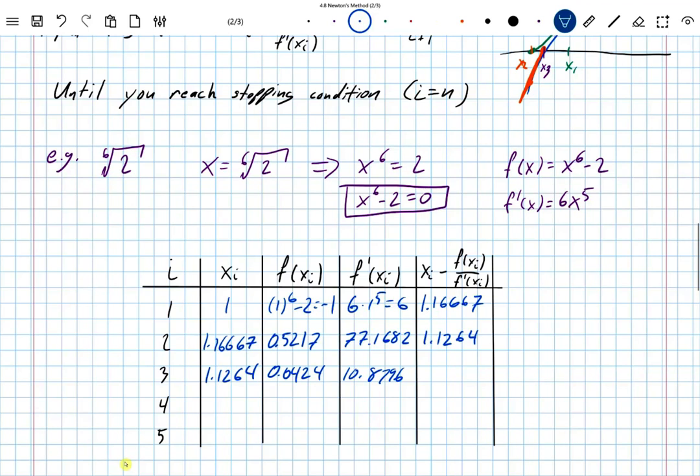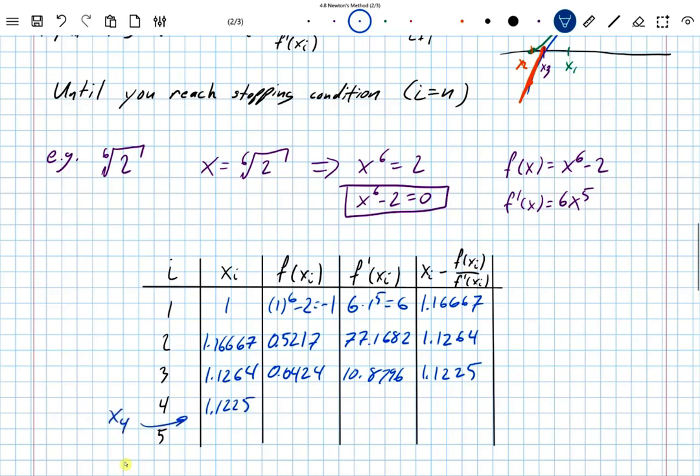1.1225. You notice that the changes in between these get smaller and smaller each time. So eventually it should stabilize. This number comes down here. This is my x4.